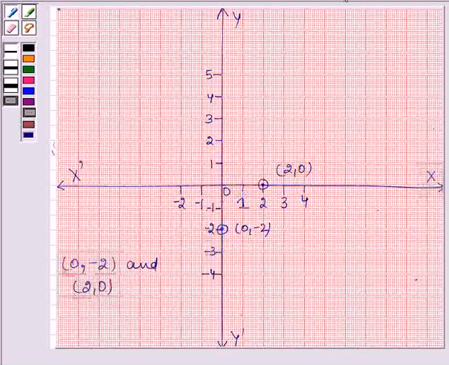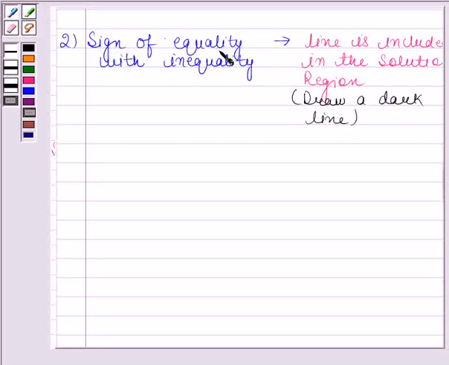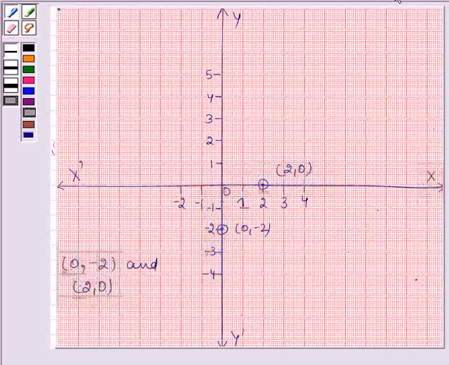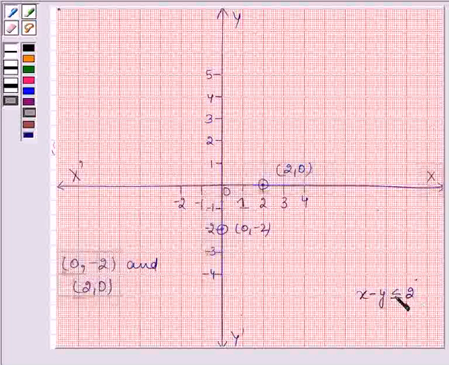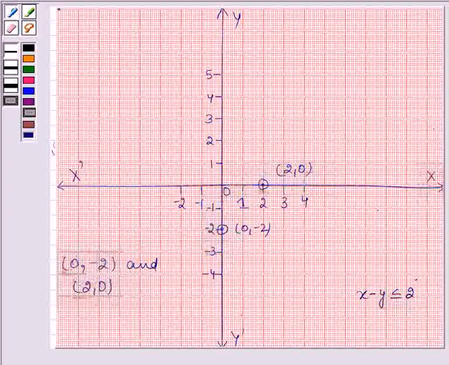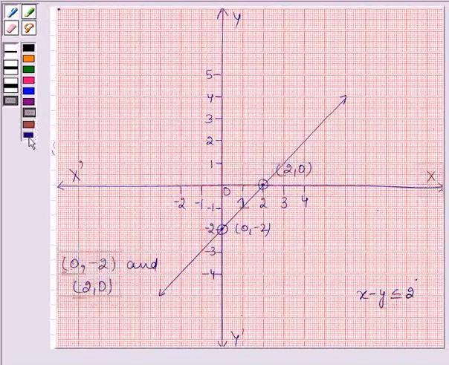Now by the second rule, we know that if the sign of equality is also there with the inequality, then the line is included in the solution region, and so we draw a dark line. Now in this question, we have x minus y is less than or equal to 2. The sign of equality is there, so we will join these two points by a dark line, and this line will be included in the solution region. So let's now join these two points. This line is representing the equation x minus y is equal to 2.